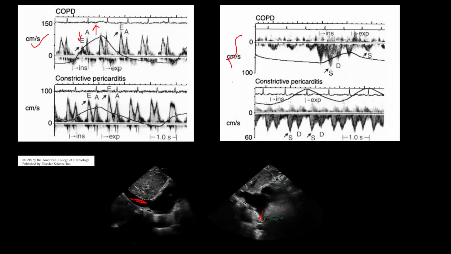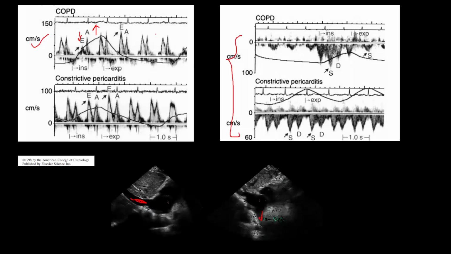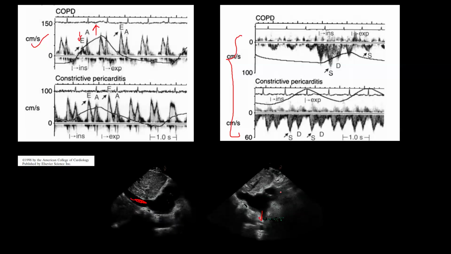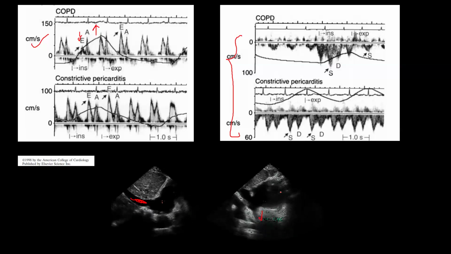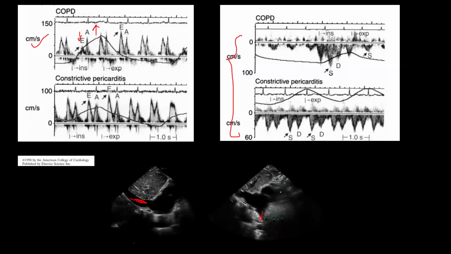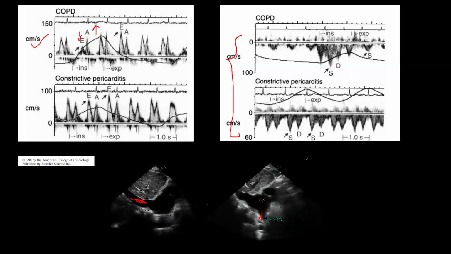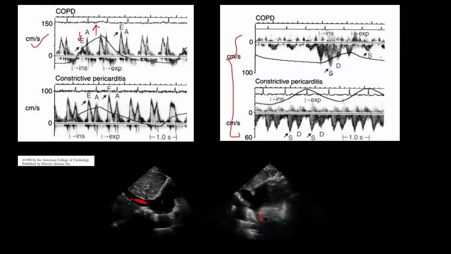This is the SVC signal in COPD and the SVC signal in constriction. What is the difference يا شباب? What is the difference you observe? The most important difference between COPD and constriction is the forward flow. Look at the below the baseline.